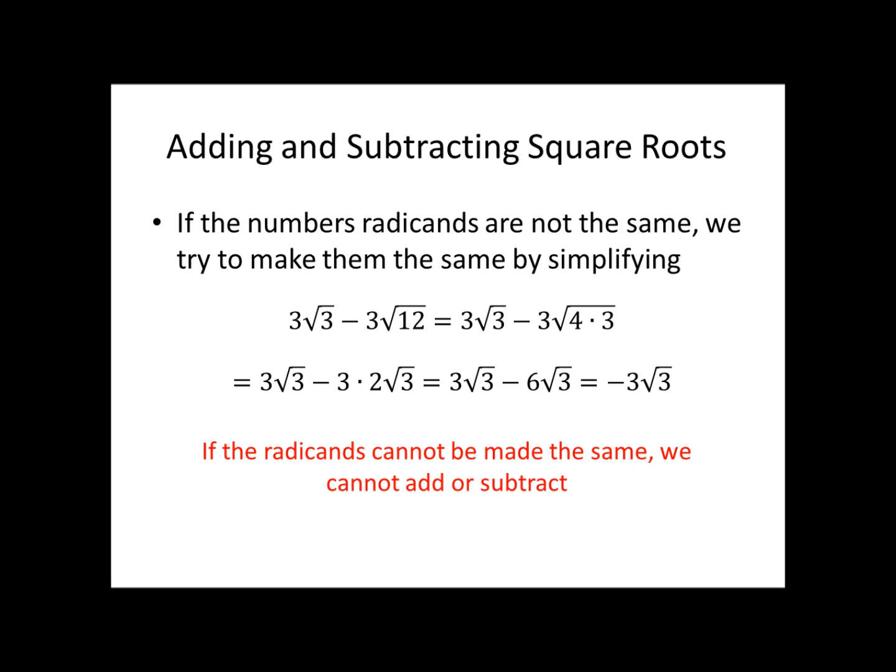Now, if there is no possible way for these radicands to be made the same, then we just simply don't do the addition or subtraction. If you've got the square root of 3 plus or minus the square root of 5, there's no way to make those the same. So we just leave it. Square root of 3 plus or minus the square root of 5. It is what it is.